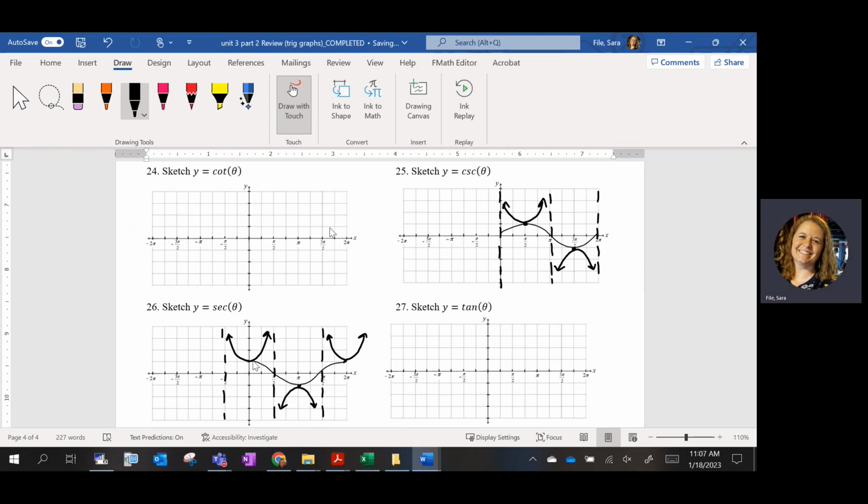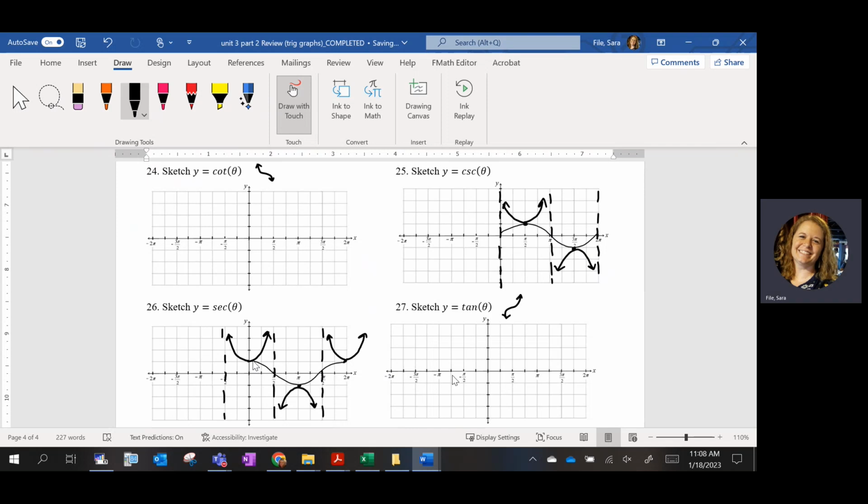Now before I jump into tangent and cotangent, does anybody remember the differences between tangent and cotangent? One's increasing and one's decreasing left to right. Which is which? Yeah, tangent increases. Tangent is the one whose curves go like this, left to right, increasing. Cotangents are decreasing. What's the other difference between them, besides the direction of the curve? Yeah, where those asymptotes show up.